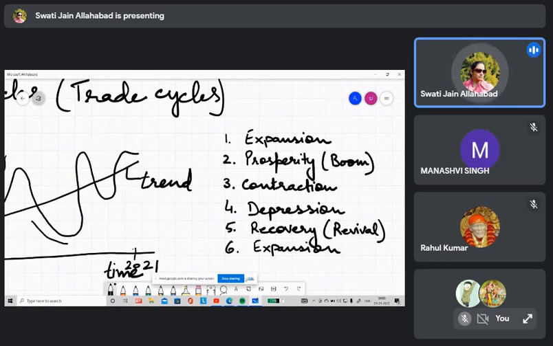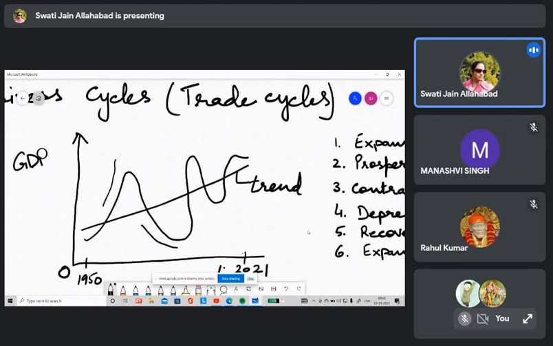And this will keep on taking place. After expansion, there will be a prosperity, there can be a boom. Boom is the upward point or the uppermost point of the business cycle. So therefore, business cycle is the upward and downward movement of economic activities around the trend value.